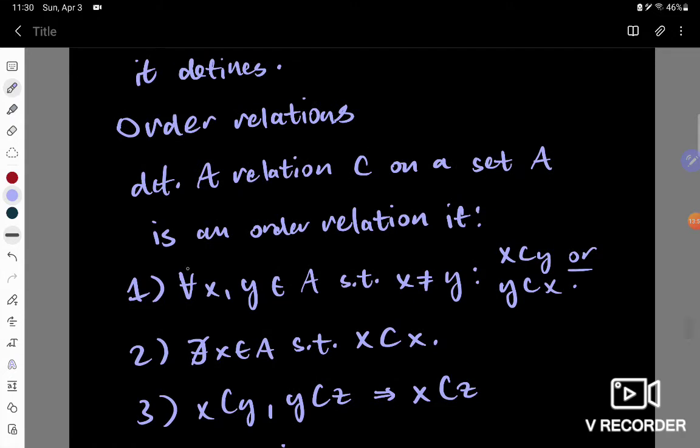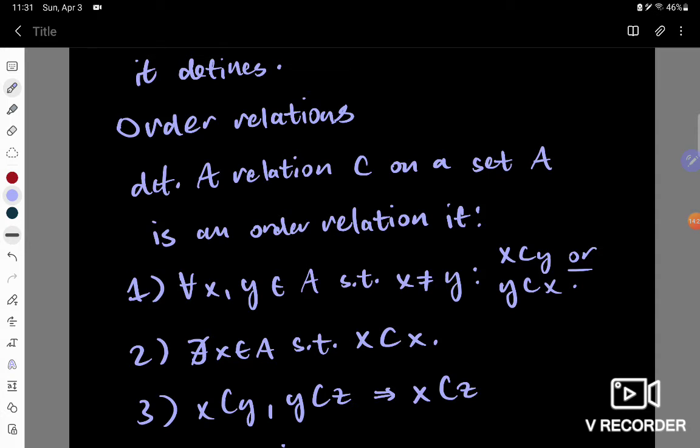So the first one is that for all x and y in A, x not equal to y implies that either x is related to y or y is related to x. Something I should specify here is that this is actually an exclusive or, so it's either or. One of these two must hold, and not both at the same time, and not neither. And the second one is that there exists no element x in A so that x is related to itself.